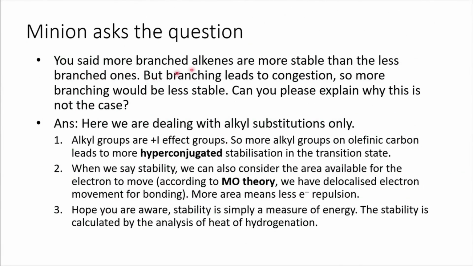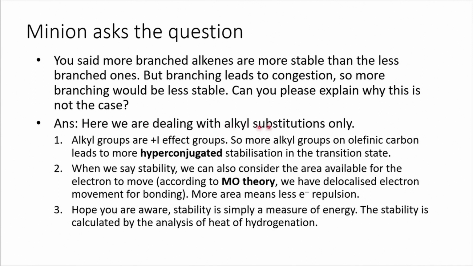Sir, you said the more branched alkenes are more stable than the less branched ones, but as we know, branching leads to congestion, whether it is in the starting material or in the final product. So, more branching would be less stable. Can you please explain why this is not the case?